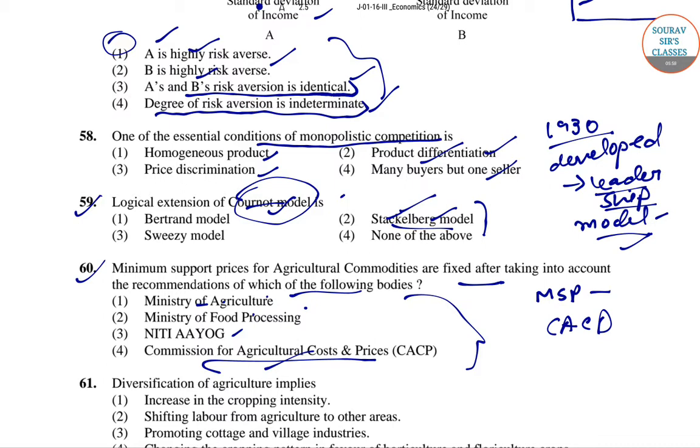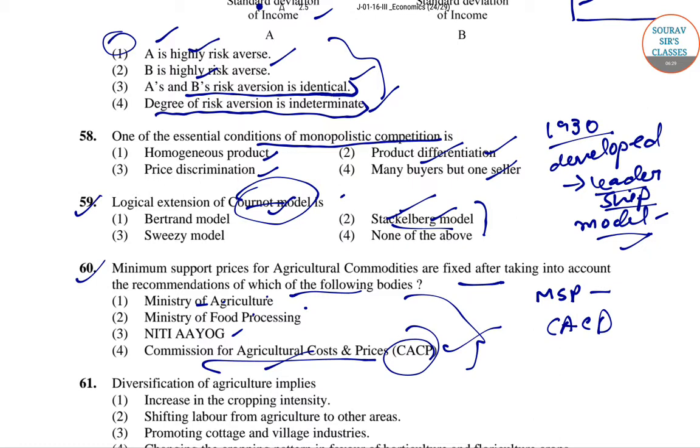Apart from taking into account the cost of production, CACP considers other factors such as demand-supply gap, price situation, global availability, intercrop price parity and terms of trade between the agriculture and non-agriculture sector. So we know what CACP is.